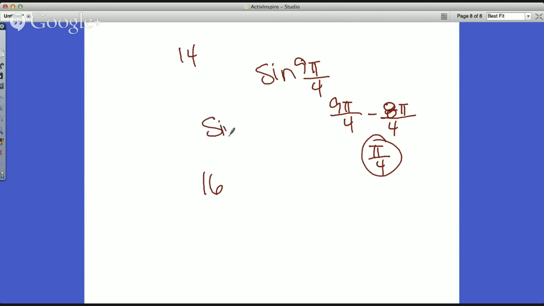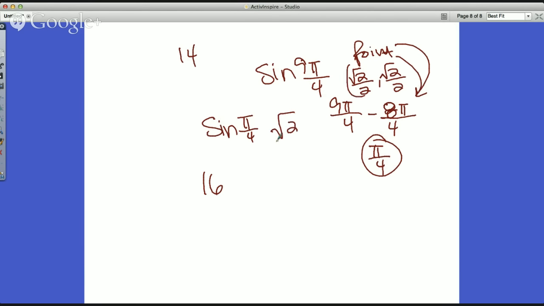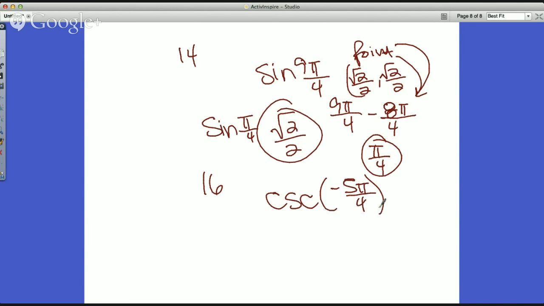So we're not quite done, but what is sine of pi over 4? Well, when looking at a unit circle, my point at pi over 4 is square root of 2 over 2, comma square root of 2 over 2. That's that point. So my sine, which is the y, would be square root of 2 over 2. All right. 16 states, what is the cosecant of negative 5 pi over 4?